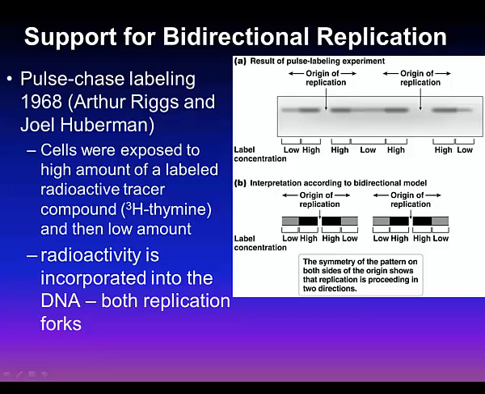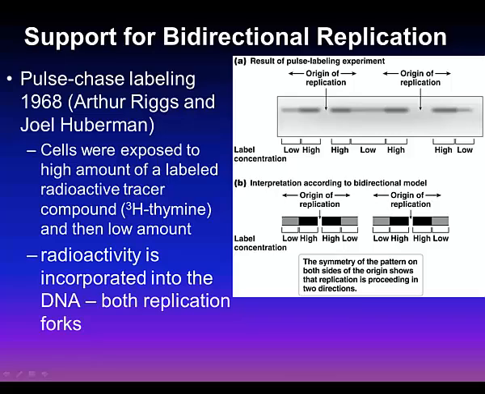In terms of the bidirectionality of DNA replication, pulse chase labeling was used in a very famous set of experiments that were conducted in 1968 by Arthur Riggs and Joel Huberman. They exposed the cells to a high amount of a labeled radioactive tracer. In this case, they used a radioactively labeled thymine, which they knew would be incorporated into the DNA, and then to a very low amount of thymine that had a very low label attached to it. And what they did was zoom in on a single strand of DNA right at where the origin of replication was, and they looked at where this high amount of radioactivity was incorporated.